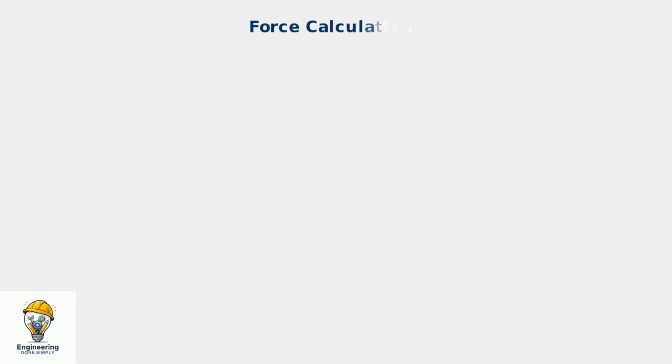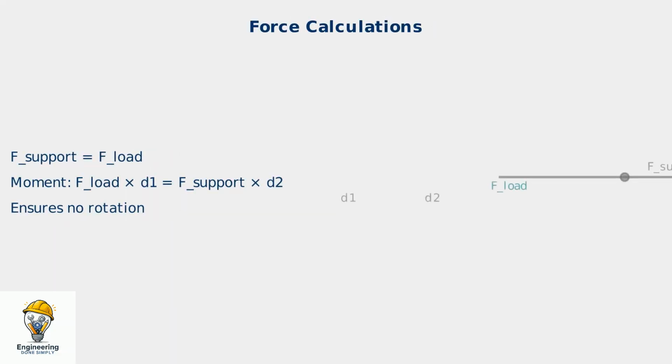For stability, the support force must equal the load force. The moment equation ensures rotational equilibrium. Load force times distance from pivot equals support force times its distance.